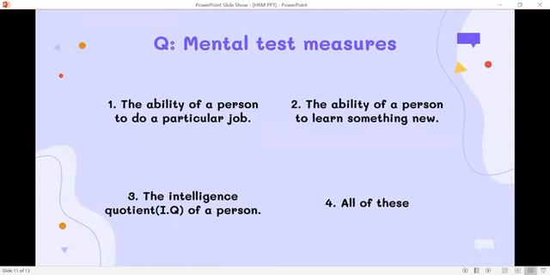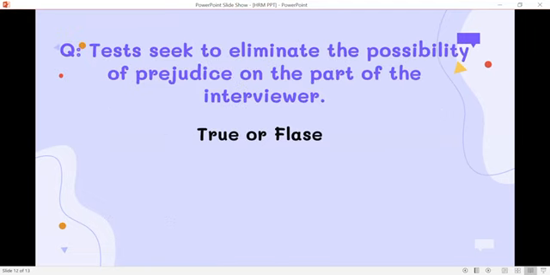Yes, right. Now the next question is, tests seek to eliminate the possibility of prejudice on part of the interviewer. True or false? True. Yeah, that's right.